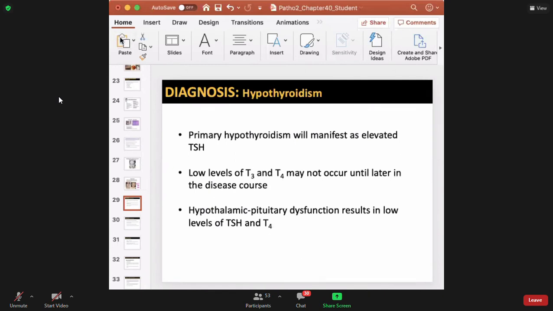So if you have a primary hypothyroidism, T4 is low, TSH is high. If you have a secondary hypothyroidism, T4 is low because TSH is low. Everybody's okay with that?